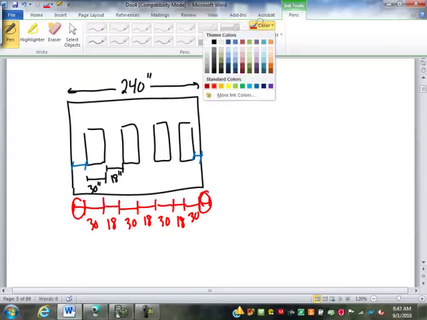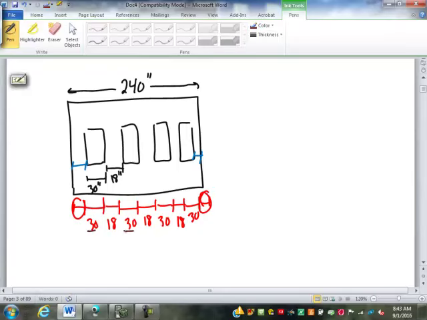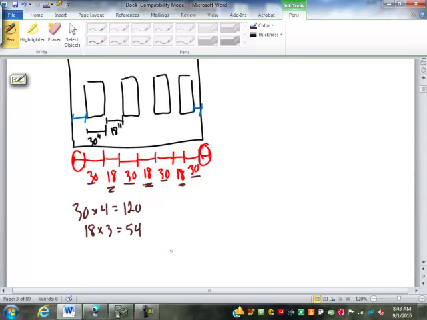Okay. So what I'm going to do is add up the 30s. Actually, I'm going to multiply 30 times 4, because there's 4 of them, is 120. I'm going to add up my 18s. There's 3 of them, so 18 times 3 is 54. That gives me a total of 174.